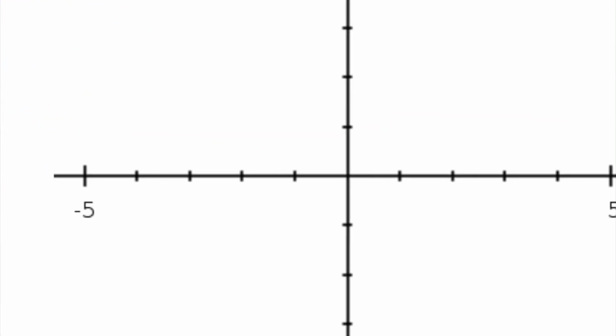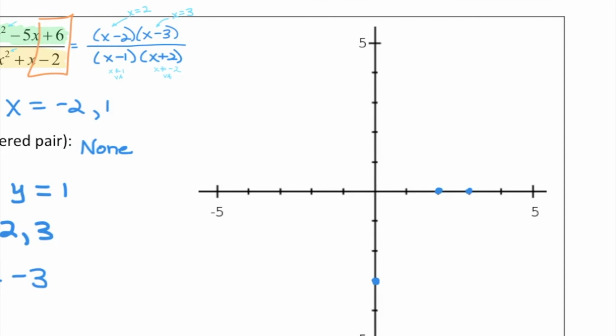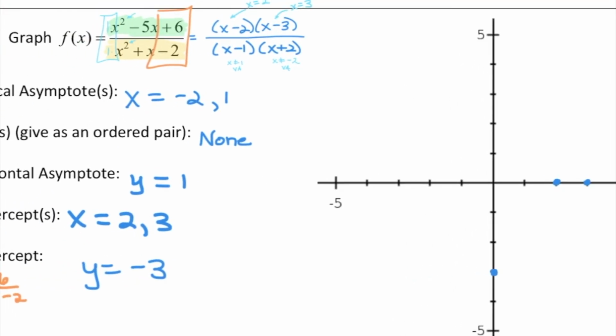So let me just real quick put my x and y-intercepts on the graph just so I don't forget. I think I've forgotten the last one. And then my asymptotes, so my vertical asymptotes are at negative 2 and positive 1.